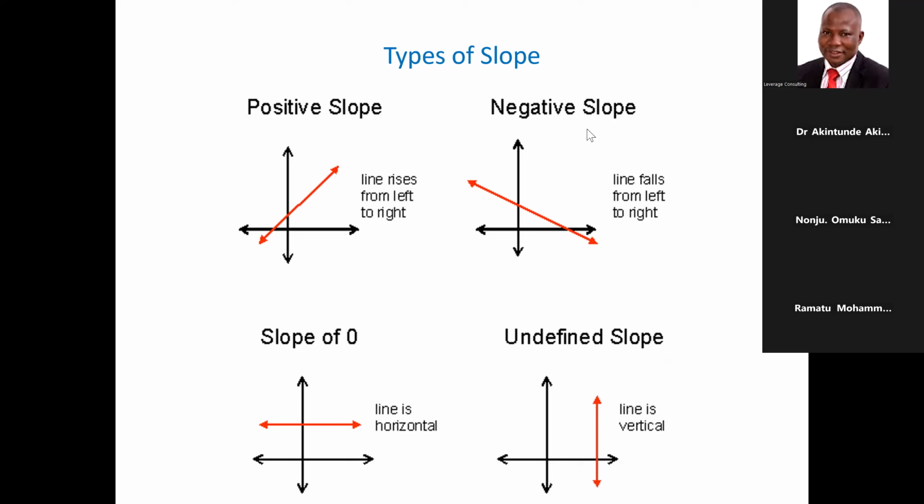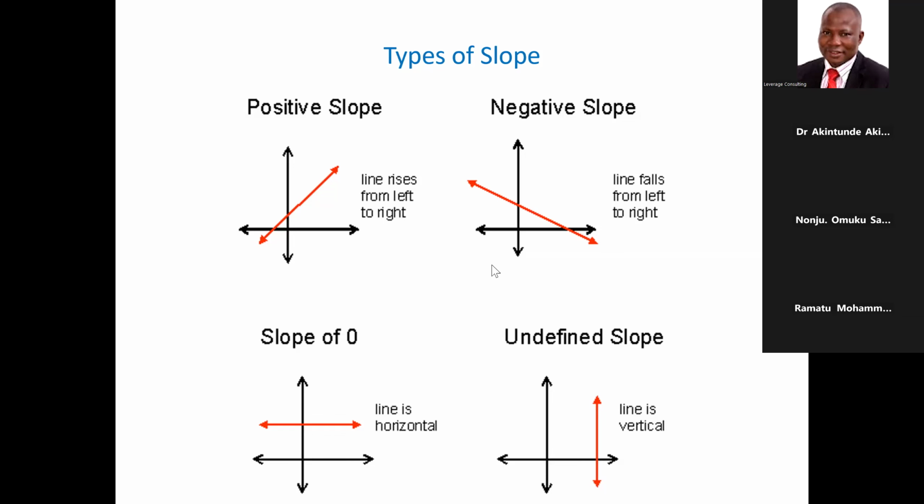If you move from left to right, upward, slanting upward, that's a positive slope. The line rises from left to right. But if you move from left to right, downward, that's the second one, negative slope. That is, the line falls from left to right, that's negative. Slope is 0 when it is horizontal. Slope is not defined when it's vertical. You don't talk about slope here. There's nothing slopey here. It's not defined.